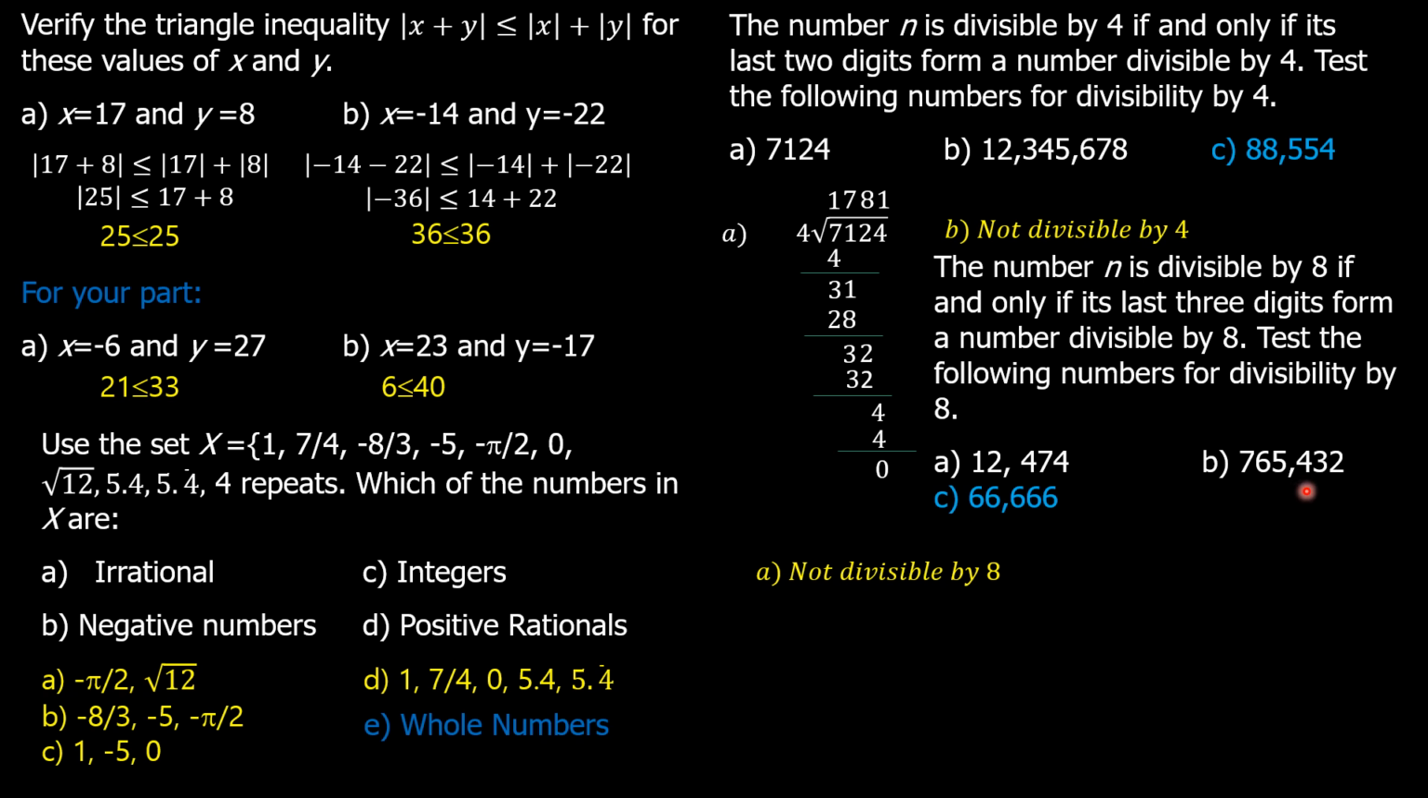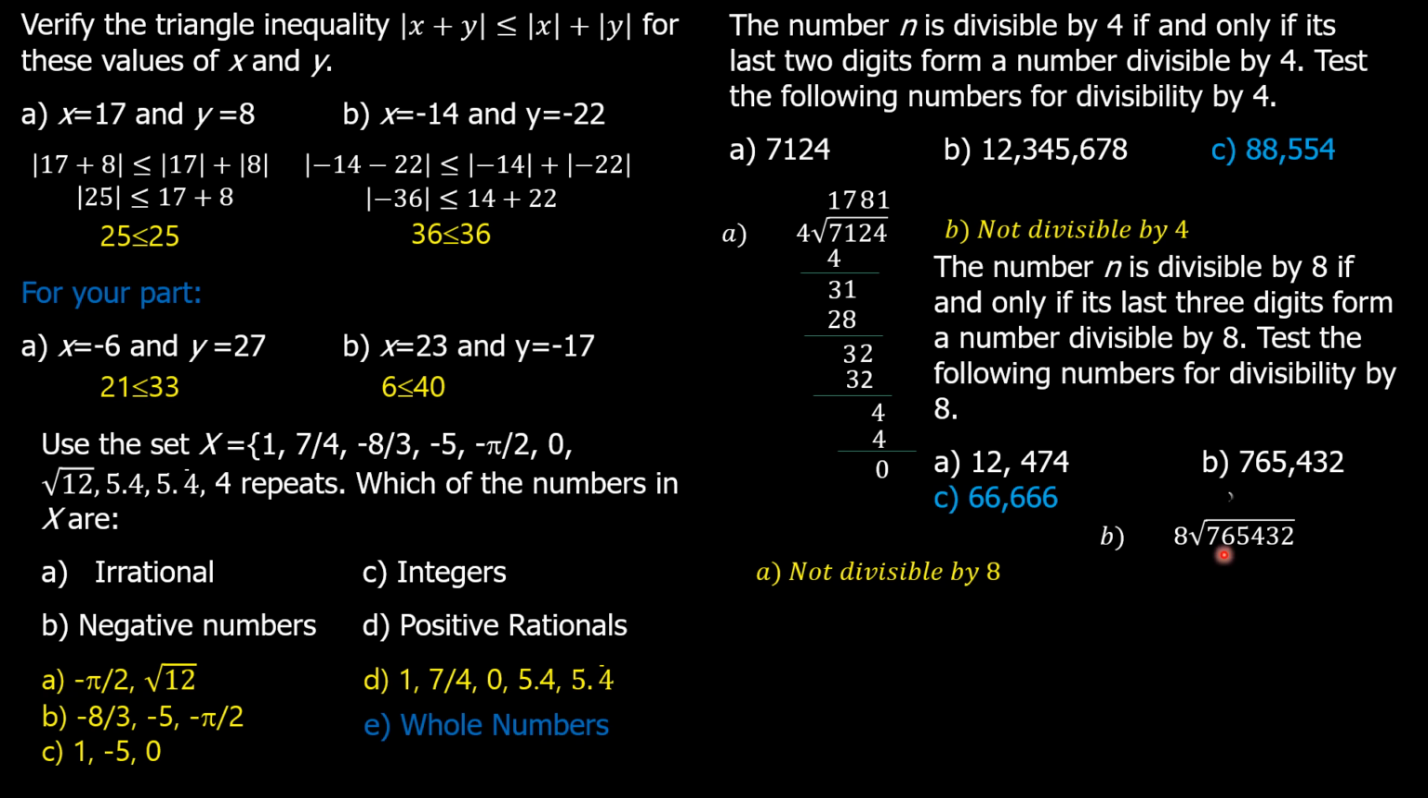Then for part B, 432 divided by 8: 43 divided by 8 is 5. 5 times 8, 40. Then 43 minus 40 is 3. Bring down 2, 32. 32 divided by 8 is 4. So 432 is divisible by 8. Therefore, 765,432 is divisible by 8. And here is the proof.